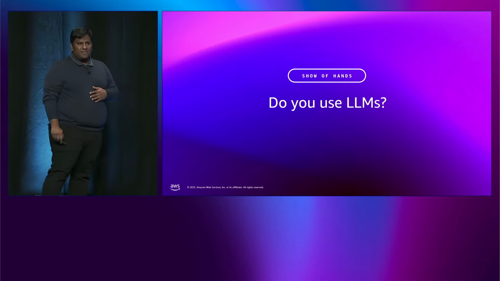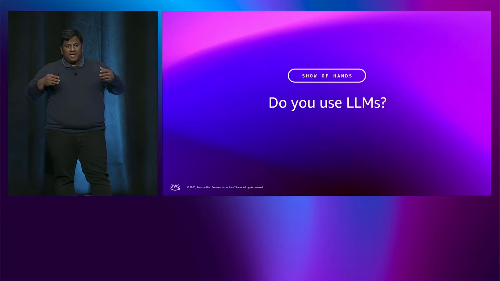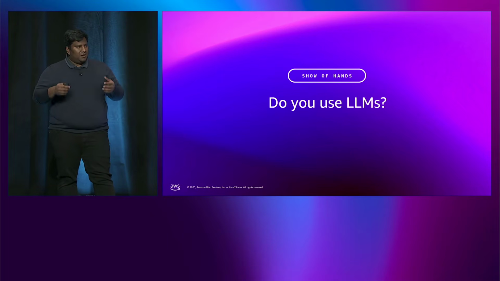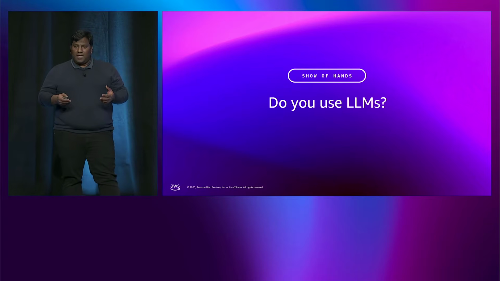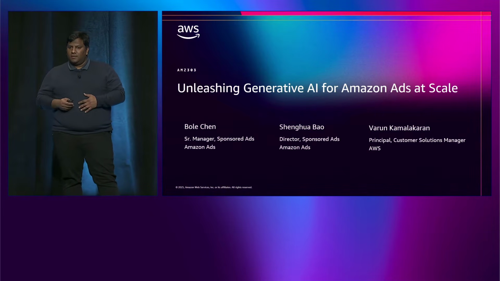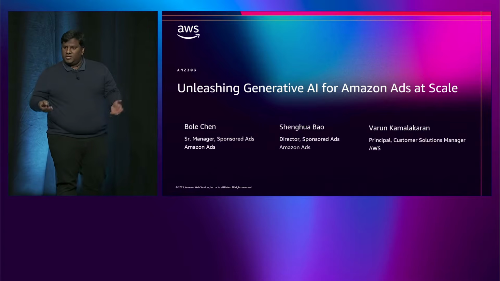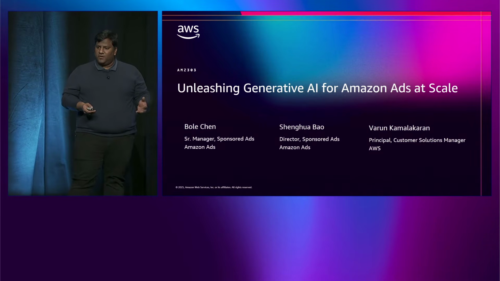Great. So if you use LLMs, you know that when you're using LLMs in a process that is deterministic, it is challenging, right? And at Amazon scale, that adds layers of complexity to that particular challenge. Well, if you wanted to know how you can go about solutioning this, this is the session for you, right?